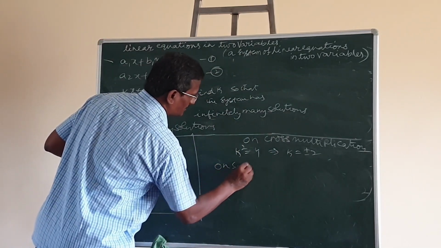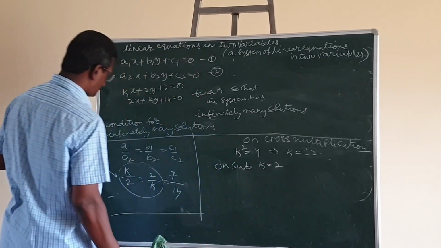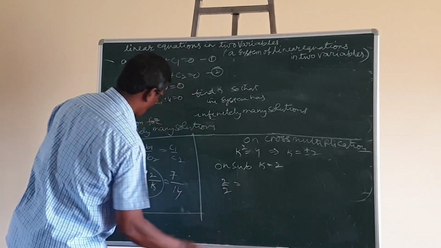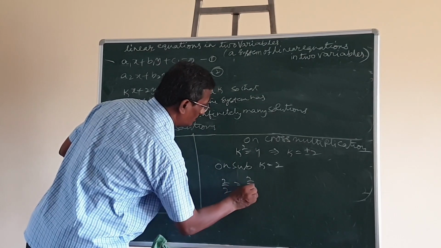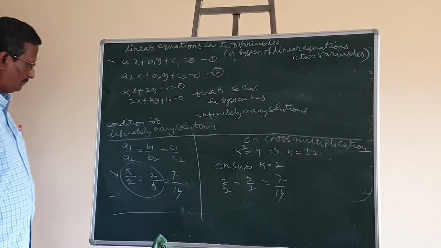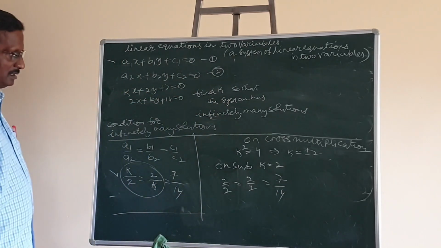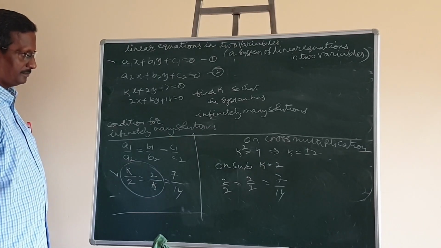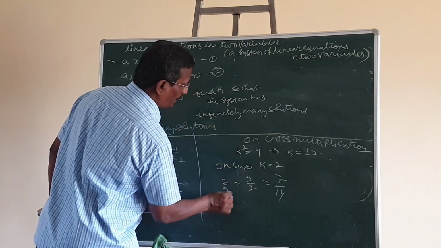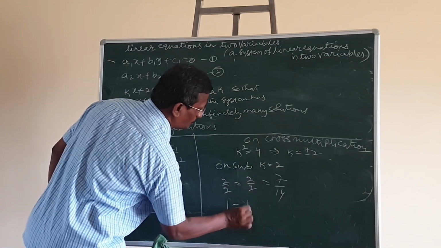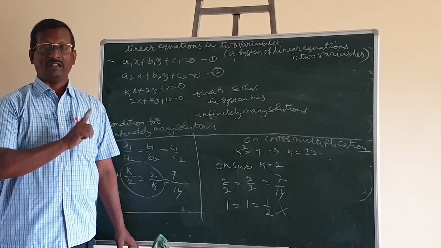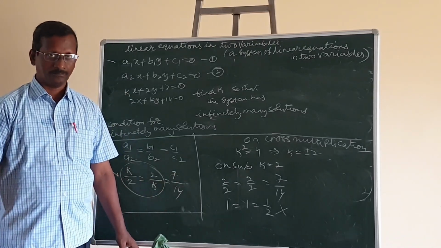On substituting k is equal to 2, A1 by A2 is 2 by 2, B1 by B2 is again 2 by 2, and with k value 2, C1 by C2 is 7 upon 14. This is 2 by 2, 2 by 2, 1 by 14. This 1 is not equal to 1 by 2. Means whatever is the value of k, we will never get infinitely many solutions.